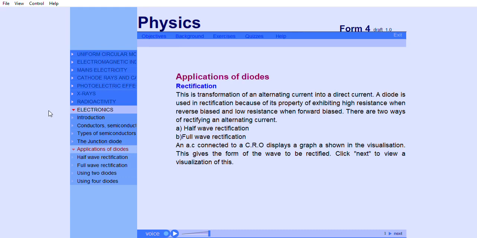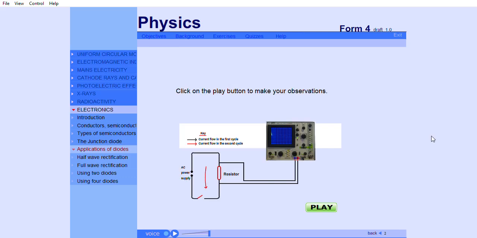An AC connected to a CRO displays a graph as shown. This gives the form of the wave to be rectified. Click Next to view a visualization on this. Click on the play button to make your observations.